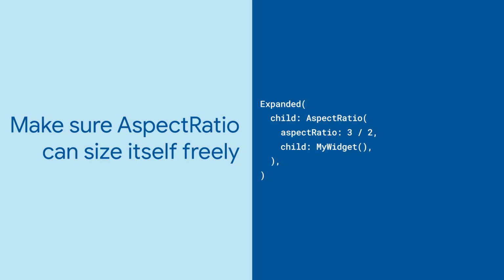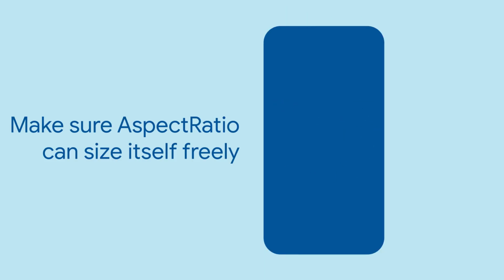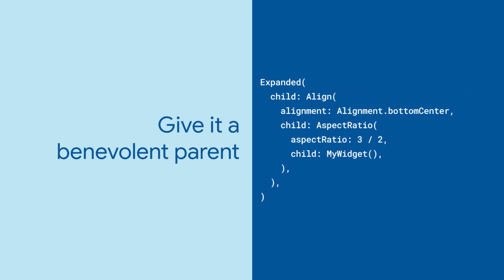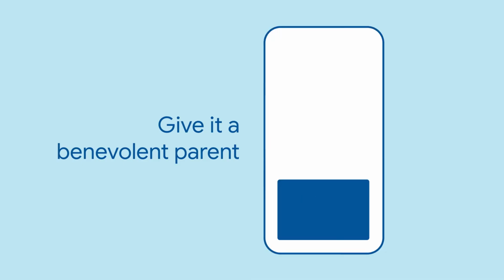If you put aspect ratio into something like expanded, then that will be forced by its parent to expand. Tightly fitted widgets like expanded don't give their children a choice. Harsh. If this happens to you, just put something like align between the expanded and the aspect ratio. Align will be forced by expanded to fill the area, but it will let its child assume its own proportions. Thanks, Align.